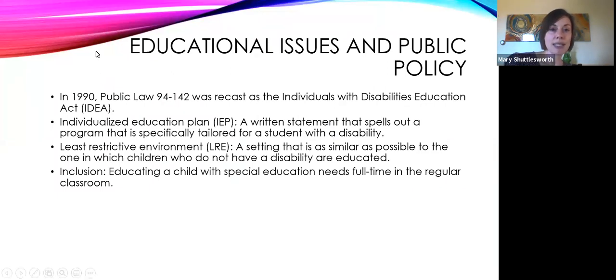All right, and then lastly here, we're going to look at public policy and how educational issues are connected here. So we talked a little bit in class about IDEA, which is the Individuals with Disabilities Education Act. That was passed in 1990. According to IDEA, we as a country, here in the United States, are mandated to provide services for children with disabilities of all kinds, including evaluation of the disability, eligibility determination, and then also appropriate education, including what's called an individualized education plan.